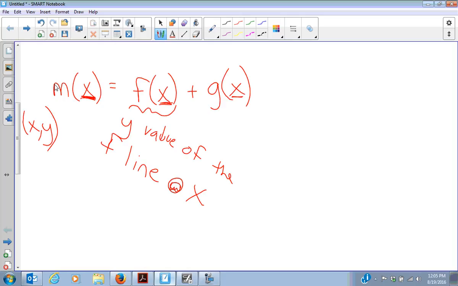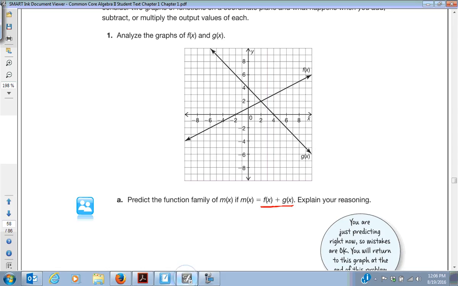And what I need you to find is, when I tell you it's 6, are you ladies with me? When I tell you x is 6, I want you to figure out what's the y value from here. And that's what's going to go in this place. But it's of the f line. When I say g of x, you're going to do the same thing. It's going to be the y value, but of the g line. So here's what it means. Let's go back. Let's say I want to find m at 6.